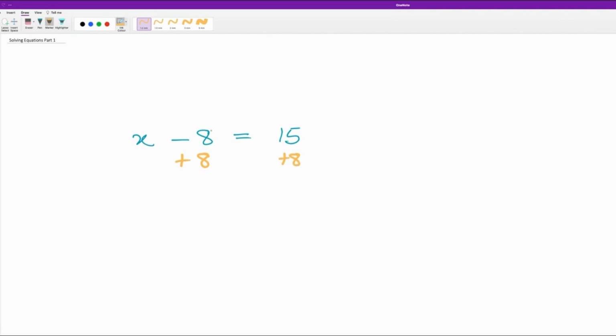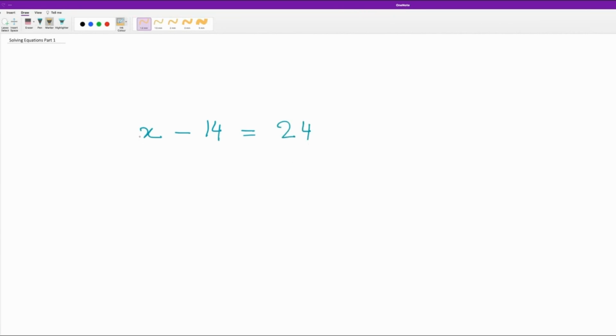In this case, minus 8 and plus 8 will cancel, and we will get x is equal to 15 plus 8. In this case, x will equal 23. Let's do another one for subtraction questions. Let's say we have x minus 14 is equal to 24.